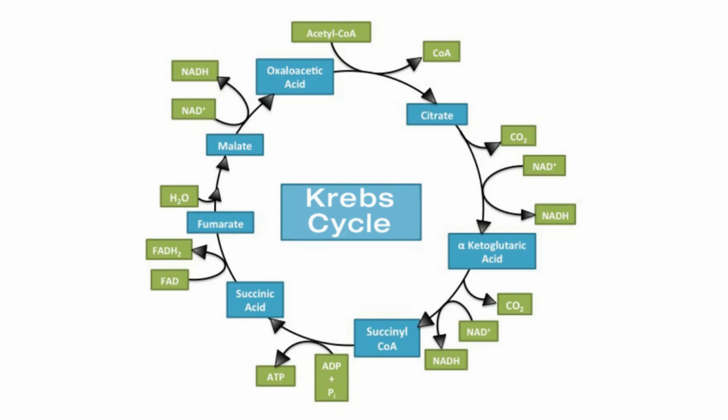Step 7. Formation of malate. Fumarate is then converted into malate through a reaction catalyzed by the enzyme fumarase. Malate is a 4-carbon molecule and is the penultimate intermediate in the cycle.